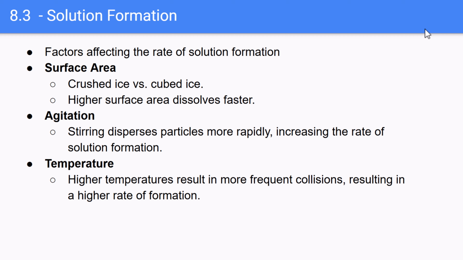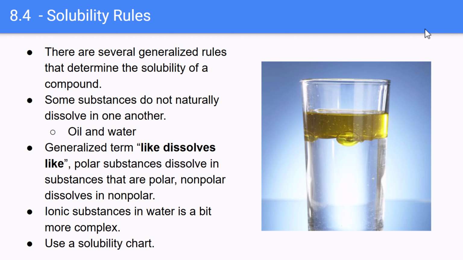Higher temperatures result in more frequent collisions, resulting in a higher rate of formation of a solution. So it's like dissolving sugar in cold water versus dissolving sugar in hot water. Hot water has a higher rate of molecular movement. We talked about that when we talked about kinetic molecular theory. The higher the movement of those molecules, the more collisions you have, and the more collisions you have, the faster the solution is going to form, or the quicker it's going to dissolve. So there's lots of factors that play a role in how quickly a solution is formed. There are some generalized rules, however, that determine the solubility of a compound in and of itself.